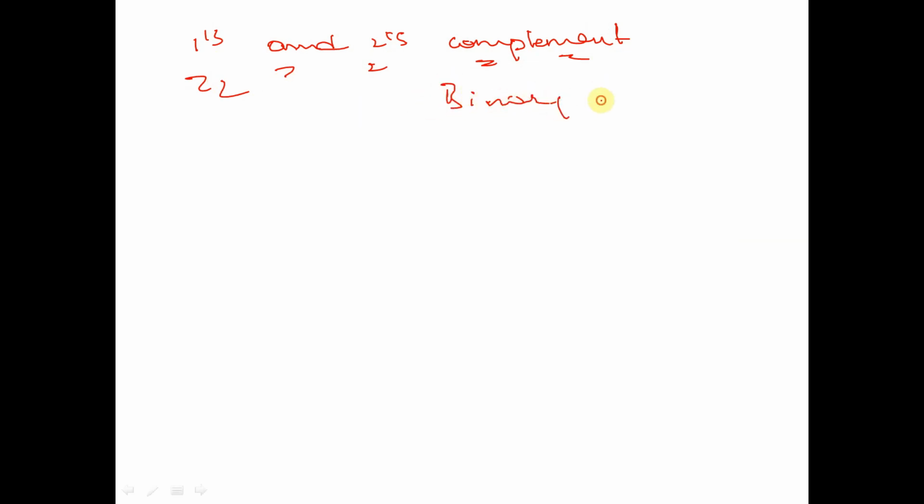Clear. Yeah. So let's start with discussion of ones and twos complement. This ones and twos complement is for binary numbers. So let's start with our ones complement.